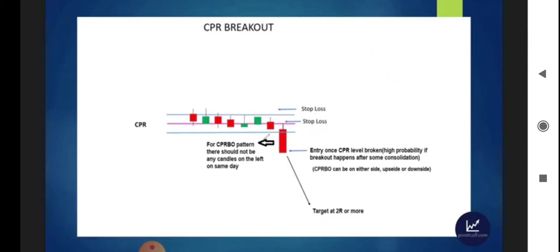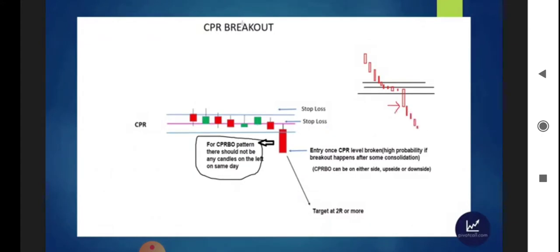Another thing I mentioned, for CPR breakout there should not be any candles on the left on the same day. What I mean by that, for example, you see that market opened with a red candle, okay, then made some consolidation and breakout. Now you can short here. Okay, assume that after that it kept on going down and you booked your profit here. Then market again started bouncing.